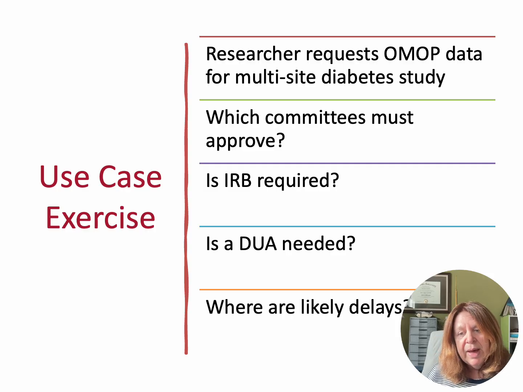And so you're going to have to go out to the OHDSI website, and you're going to have to look at the documentation on the different variables and tables for data that is stored in the OMOP common data model. I want you to think about what variables would be needed for a diabetes study. You would have to go out and get a journal article to be able to pull that information. Determine which committees must approve the use of this data. Is an IRB required? Is a data use agreement needed? And what could the likely delays be? And so take notes on this.